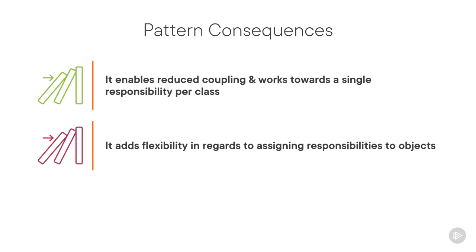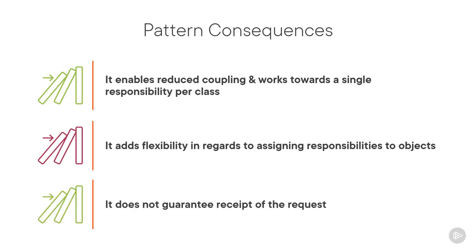The second consequence is added flexibility in assigning responsibilities to objects. We can control the order in which handlers are executed at runtime, and we can control which handlers are in the chain. And 3 is a disadvantage. Receipt isn't guaranteed. A request doesn't have an explicit receiver, so there is no guarantee that each handler will receive it or not, or that it will be handled at all.